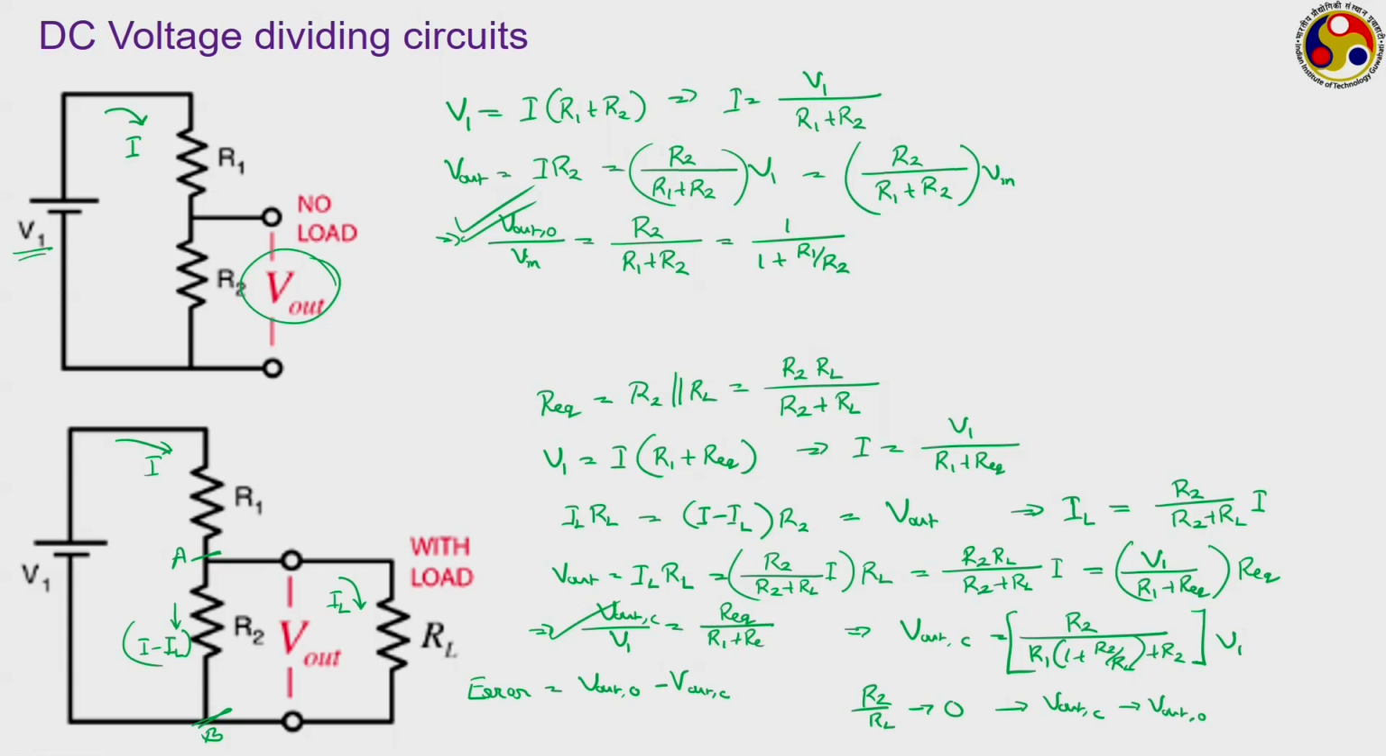Therefore, it is very certain that we need to have RL much greater than R2, like something we have discussed in the previous lecture itself. The internal resistance for the voltmeter has to be extremely high to get any kind of realistic measurement, or to reduce this error to a very small value. This is for DC voltage division.